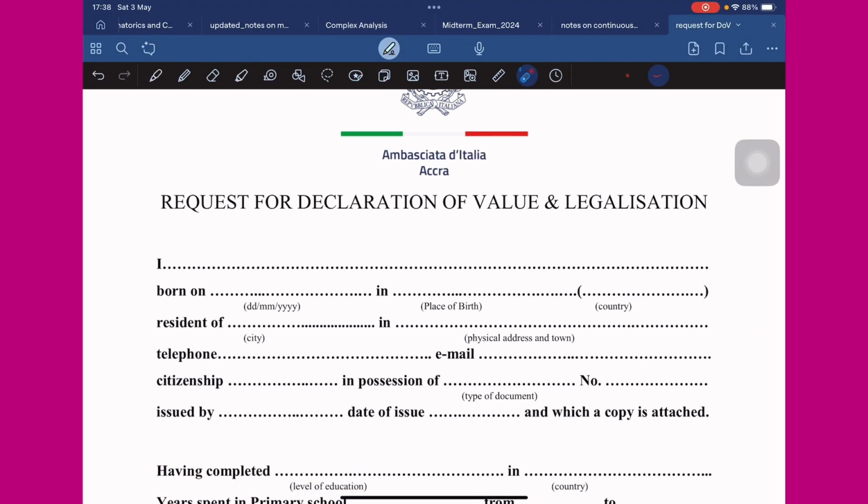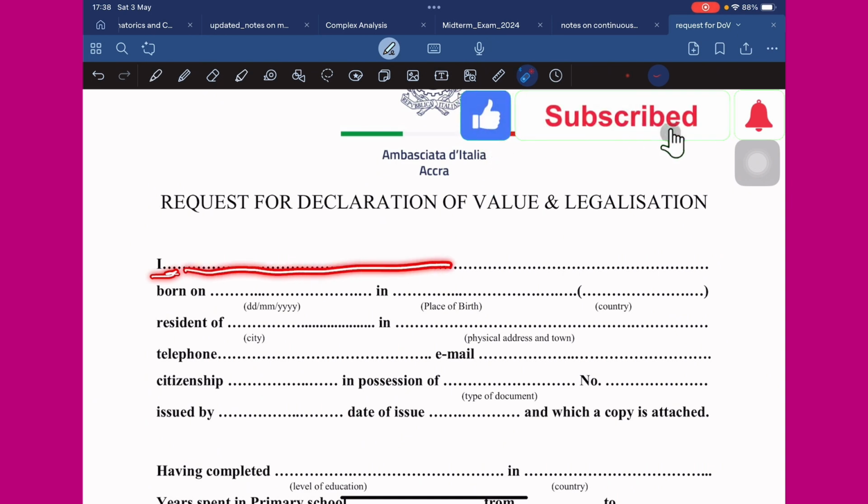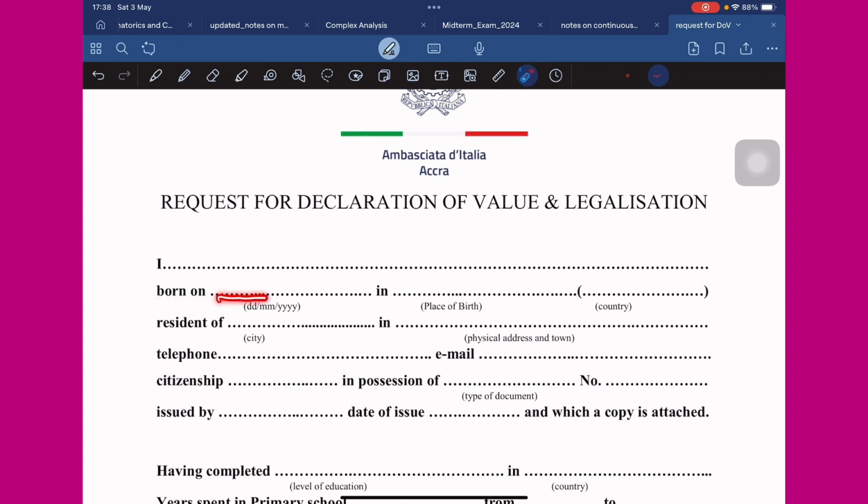So today I'm going to walk you through how you can fill out your request form for your declaration of value. So this is how it goes. First of all, you see "I," then you continue with your full name here, "born on," then here you write your date of birth in this order. Here the day first, the month following by the year. In here you write the place of birth, the place you were born, and here the country.